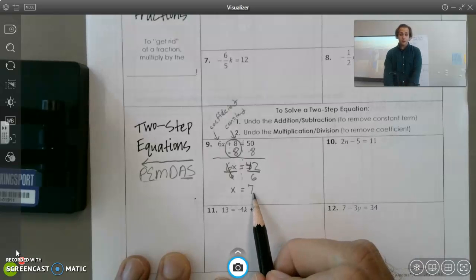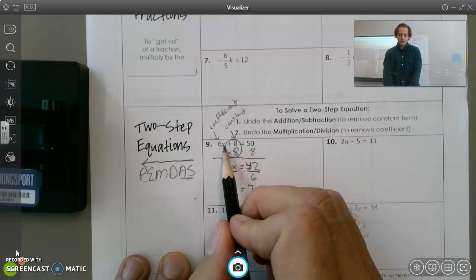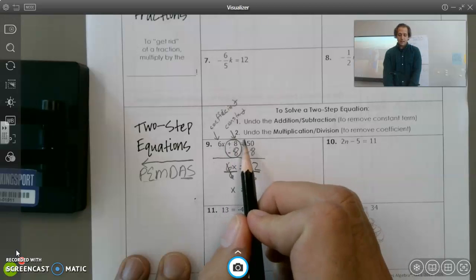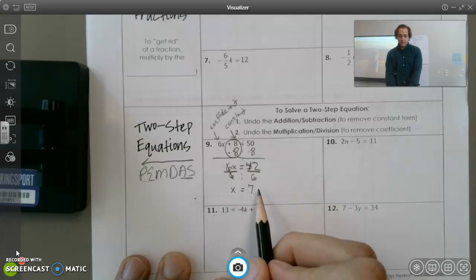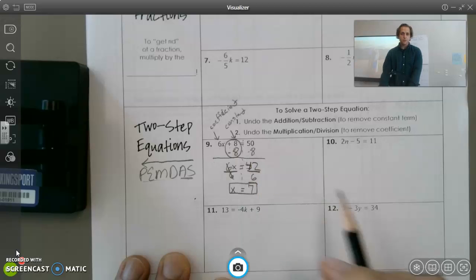Does this work? Well, look at our original equation. 6 times 7 is 42, plus 8 is equal to 50. Yes, 7 is the value of x that makes this equation true.